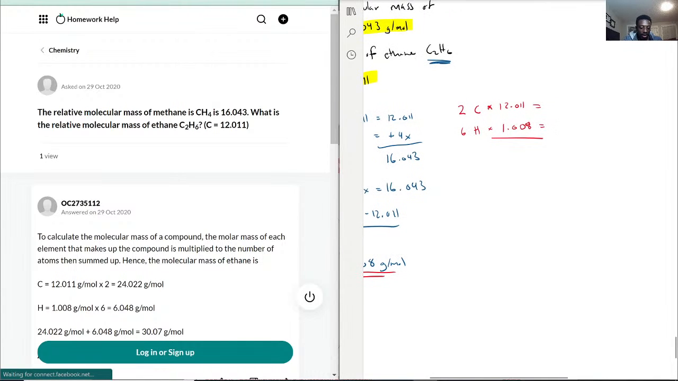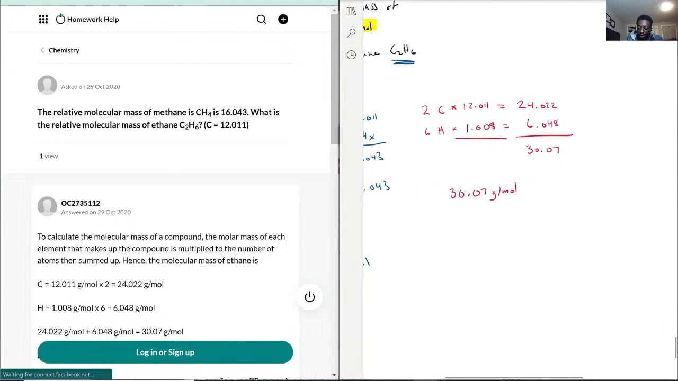So we solve that. 12.011 times 2 is 24.022, and 6 times 1.008 is 6.048. We add those two together: 30.07. So the answer is 30.07 grams per mole.